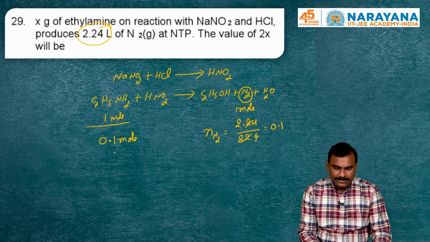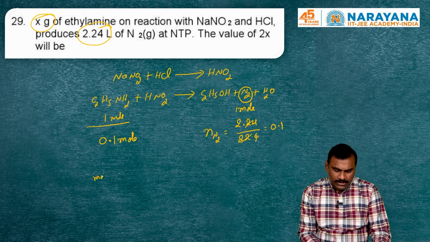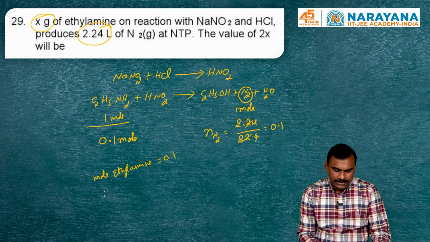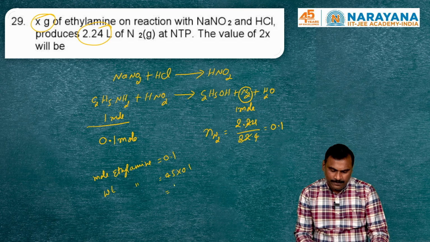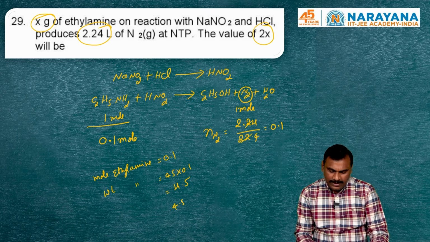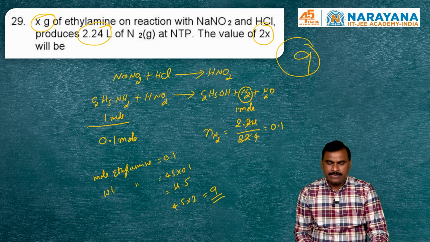Therefore the value of 2x is asked in grams. So moles of ethylamine is equal to 0.1. The weight of ethylamine is equal to 45 into 0.1, as the molecular weight is 45. It should be 4.5, but the answer asked is 2x, that is 4.5 into 2. Therefore the answer becomes 9. Therefore the answer for the given question is 9. Thank you very much, students.